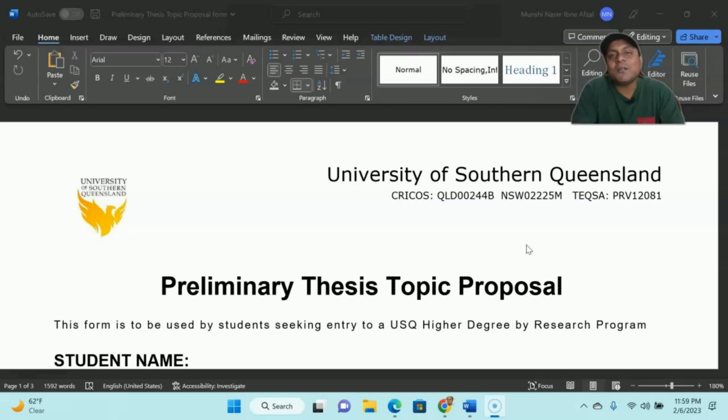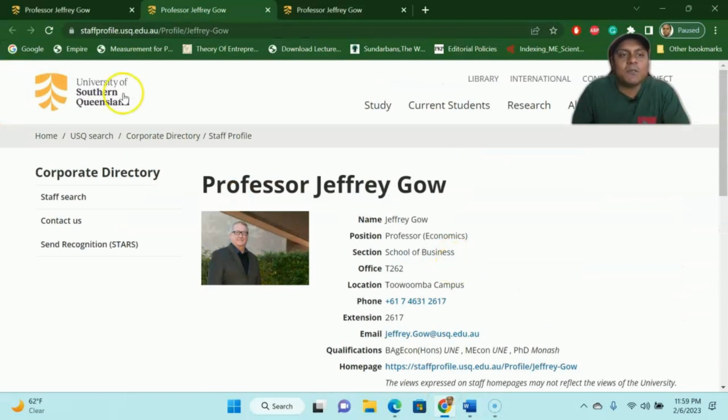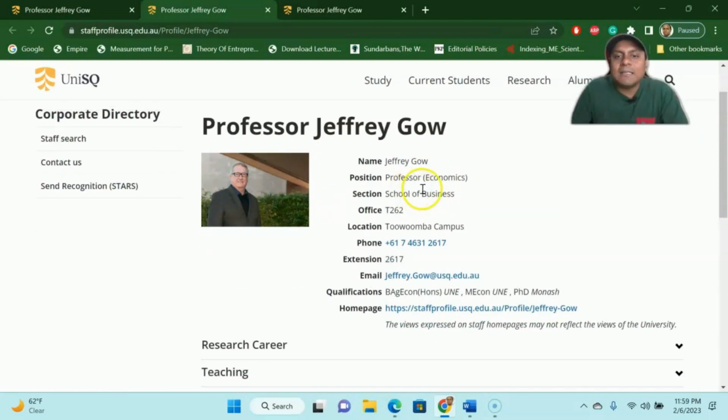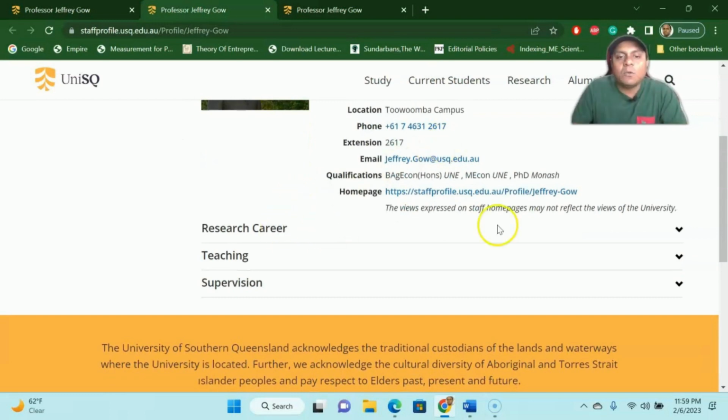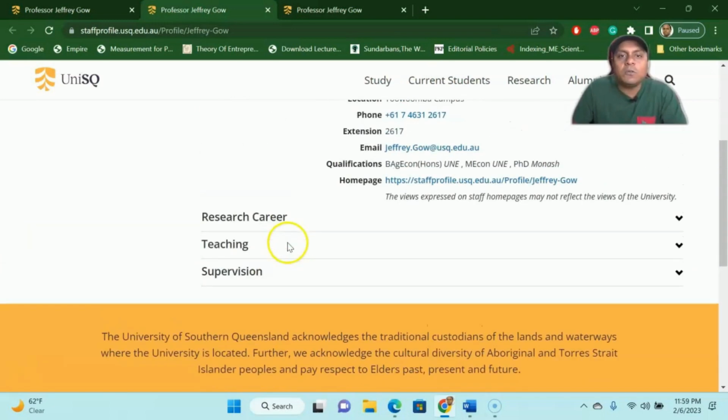Instead of doing that, in my opinion, you need to choose the proper supervisor, one or two or three supervisors maximum from that particular university, from that particular subject. So let's assume that I am looking for a supervisor. This is the University of Southern Queensland website, and I found a supervisor, Professor Jeffrey Gao. He is a professor specializing in economics, under the School of Business. Now from Professor Gao, I can check his research career, teaching, supervision, all that information, right?